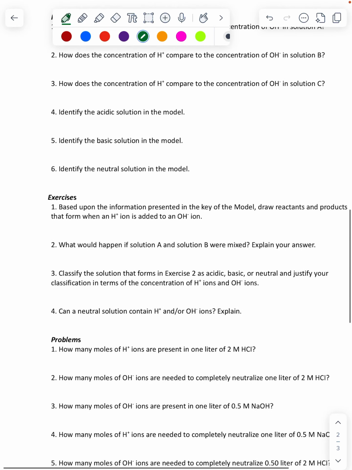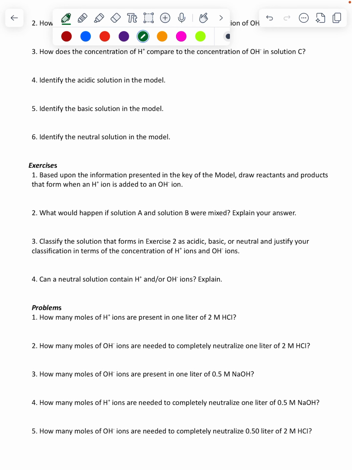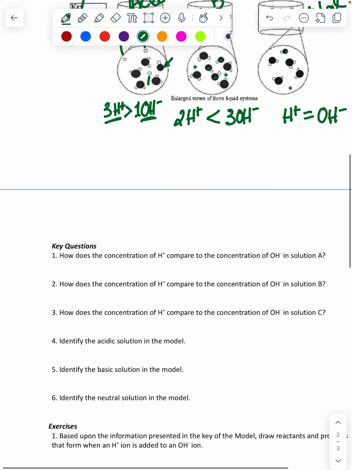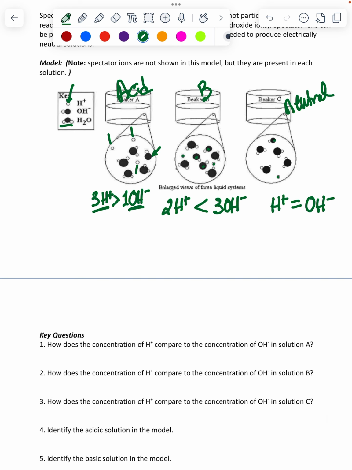So number 1 says, based on the information presented, draw reactants and products that form when an H and an OH ion come together. They're just wanting you to show that an H and an OH makes a water. Not a big deal, okay? What would happen if solutions A and B were mixed? So if you go back up here, solution A has 3 H's. Okay, so I'm going to write those out. And beaker B has 2 H's. So a total of 5 H's. Do y'all agree? And then we've got 1 plus 4. We have 4 OH's.